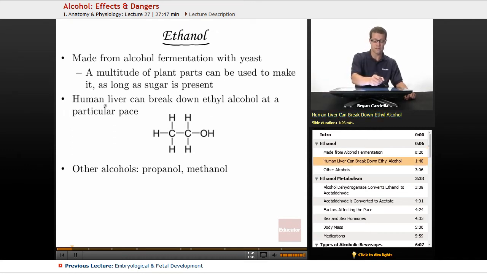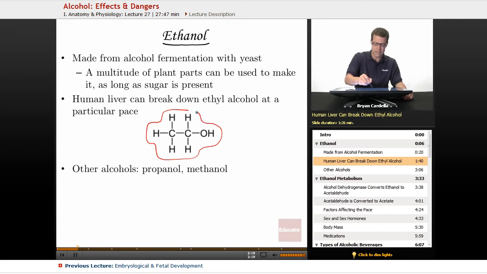Human liver. The human liver is really what is affected the most by alcohol. It can break down ethyl alcohol or ethanol at a particular pace. Everyone's pace is ever so slightly different. So you can look up averages in terms of how much alcohol a liver can break down per hour. But different people will have slightly different paces. So if you're wondering, why did so-and-so get a DUI when they only drank such and such amount of beer, it's hard to predict how fast your liver breaks it down. But I'm digressing.